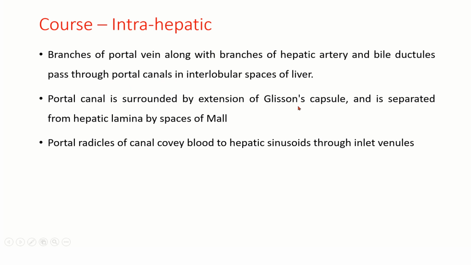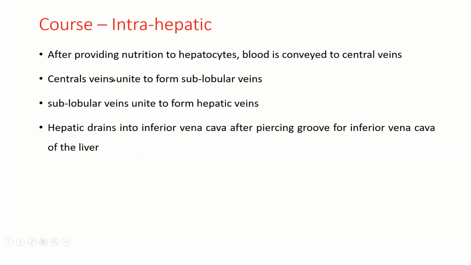So these portal canals are surrounded by Glisson's capsule and are separated from hepatic lamina by space of Mall. So these spaces you will understand once we deal with the histology of the liver. So portal radicals of the canal convey blood to hepatic sinusoids through the inlet venules. So next, after providing nutrition to hepatocytes, blood is conveyed to the central veins. Central veins unite to form sublobular veins. Sublobular veins unite to form hepatic veins. Hepatic veins drain into inferior vena cava after piercing the groove for inferior vena cava of the liver.